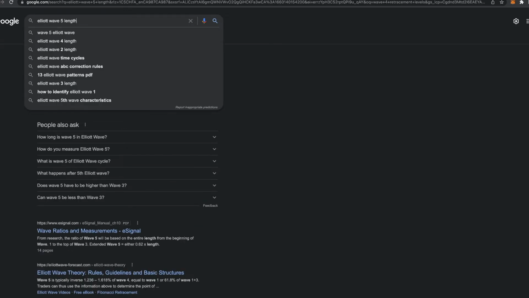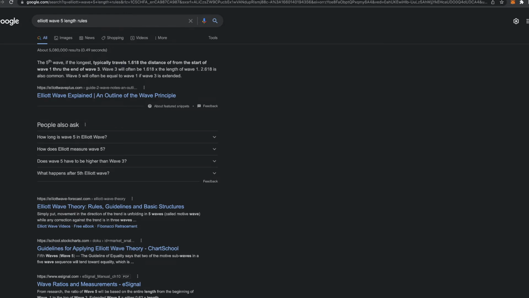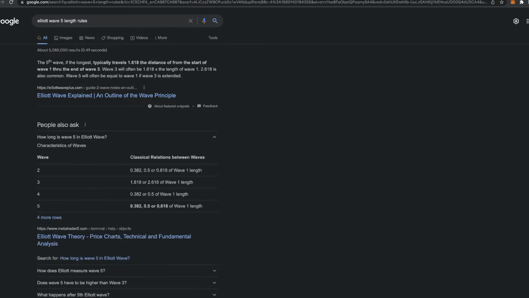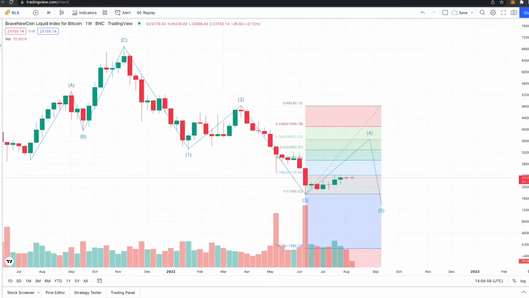Elliott wave fifth wave length rules. Okay, but we know Elliott wave 5 is not the longest. So here we go. Classic relationships between waves. Wave 5 is 0.382 or 0.5 or 0.618, the length of wave 1. Okay, so now we found the right information that we were looking for.